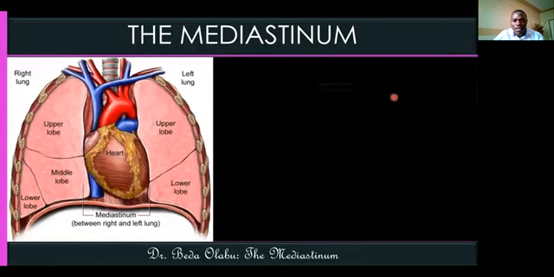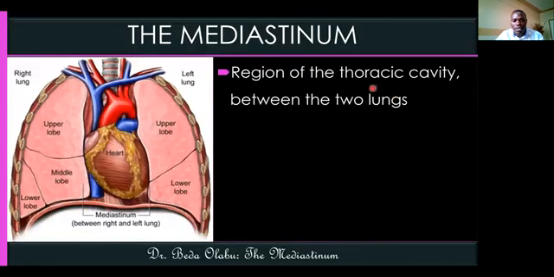The mediastinum is defined as the region within the thoracic cavity between the right and the left lung. So understand that it is within the thoracic cavity, which means it is inside the thorax. But also understand that it is between the right and the left lung, which means that the lungs are not in the mediastinum. It is the region between the lungs. So this is what we are calling the mediastinum.